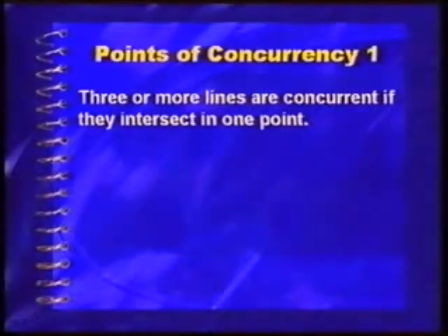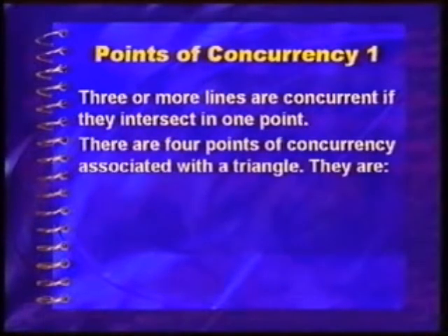Associated with every triangle there are some important points. There's one especially important in engineering application, that's called the center of gravity. Now those points are actually called points of concurrency. The definition of a point of concurrency is when 3 or more lines pass through the one point. And like I said, there are 4 points of concurrency associated with a triangle.